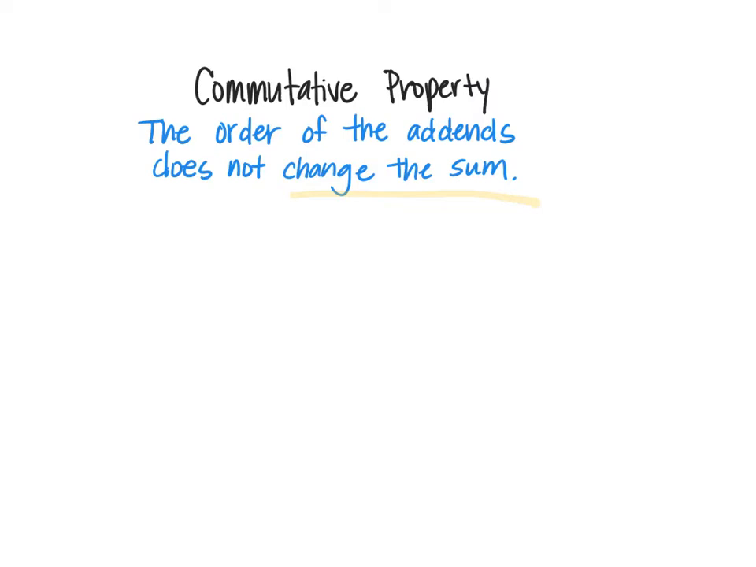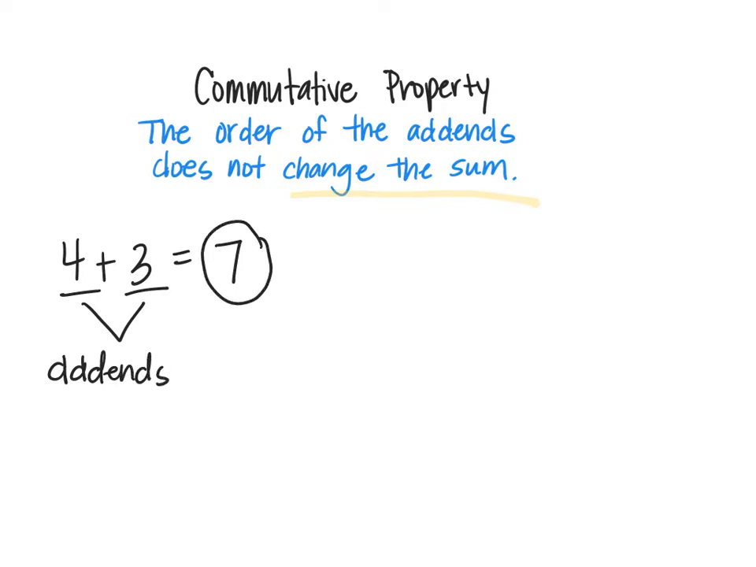So if I gave you the equation 4 plus 3 equals 7, 4 and 3 are my add-ins because they are what I'm adding together to get my sum, which is my answer.